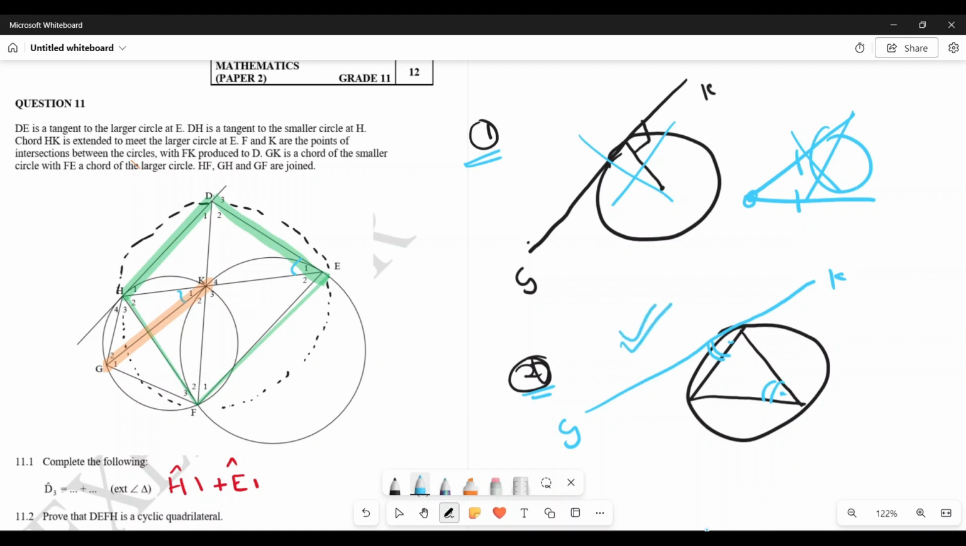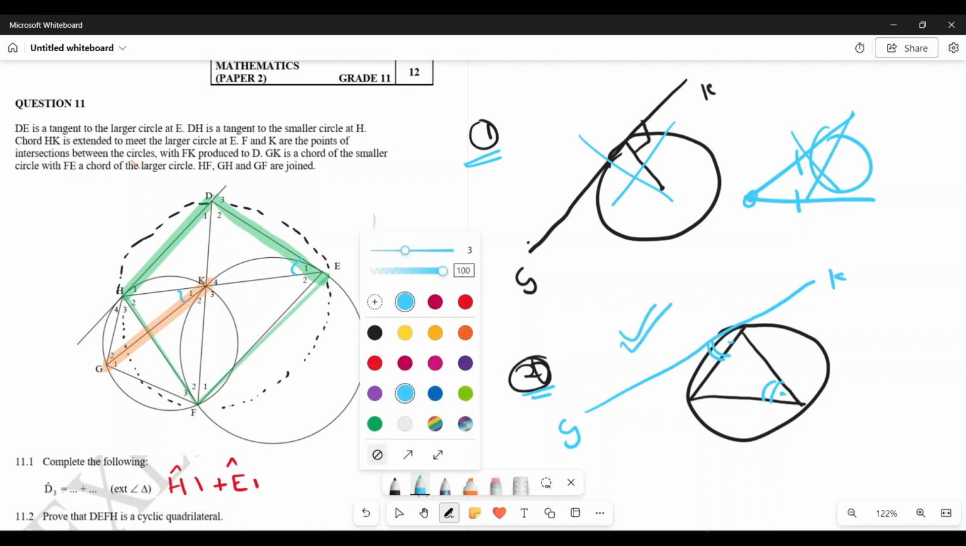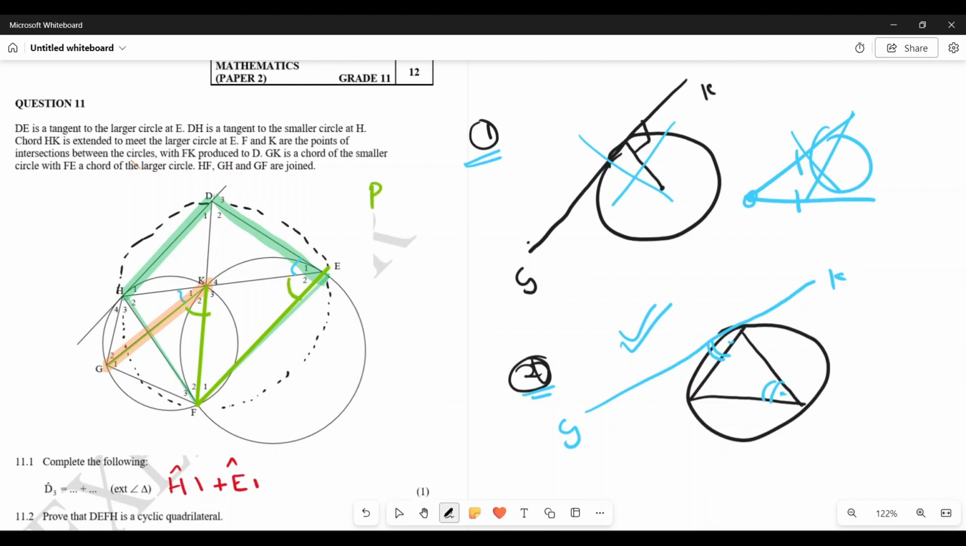So basically, let me try and identify my Z shape, right? I'm going to use a light green marker. So let me draw my Z going down like this. If I could prove that this is equal to that, can you see the Z shape? So basically here, I'm required to prove that my K2 is equal to E2, therefore I would have proven that this line GK is a tangent to the big circle.